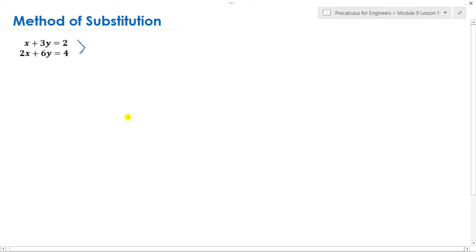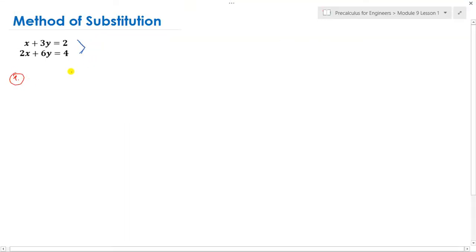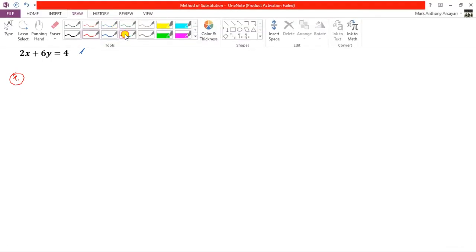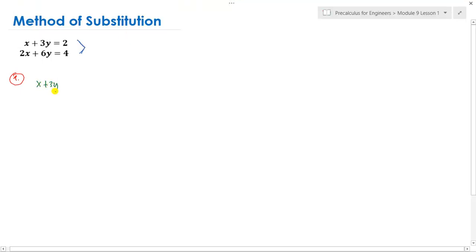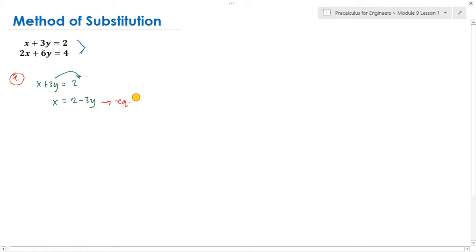Next one. So we have here another example. Again, let's go back and start with the first method. Choosing whichever is easier to manipulate, I found that x in the first equation has no coefficient. So let's pick the first equation: x plus 3y is equals to 2. Transposing to solve for x in terms of y, that would be 2 minus 3y. I'm going to label this as equation 1.